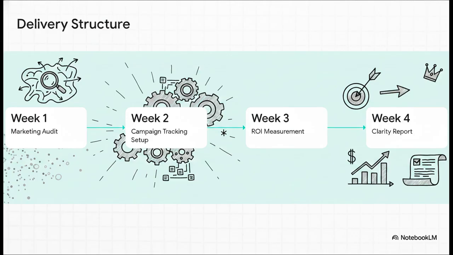We start fast. Week 1 is the marketing audit, getting a raw, honest map of what's active, what's working, and what's completely invisible. Week 2, the campaign tracking structure setup. This is where the magic happens, setting up the naming logic so marketing actually becomes measurable. Week 3 is the ROI measurement framework, finally linking that campaign activity straight to actual revenue. And then Week 4 wraps the whole shebang up with an executive clarity report. Every single week builds tremendous momentum, turning raw, messy data into pure clarity.